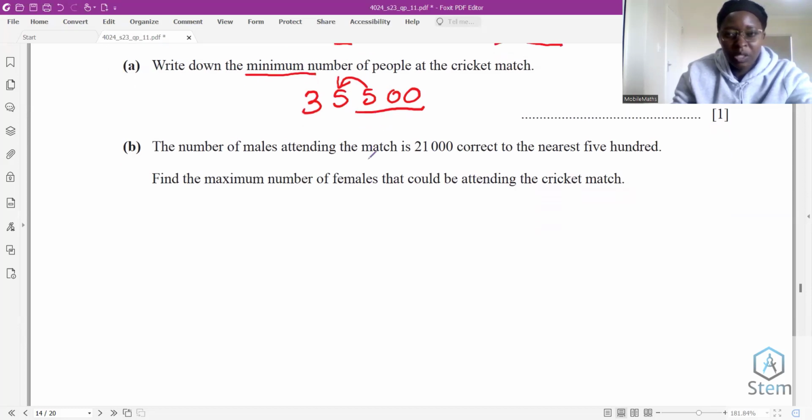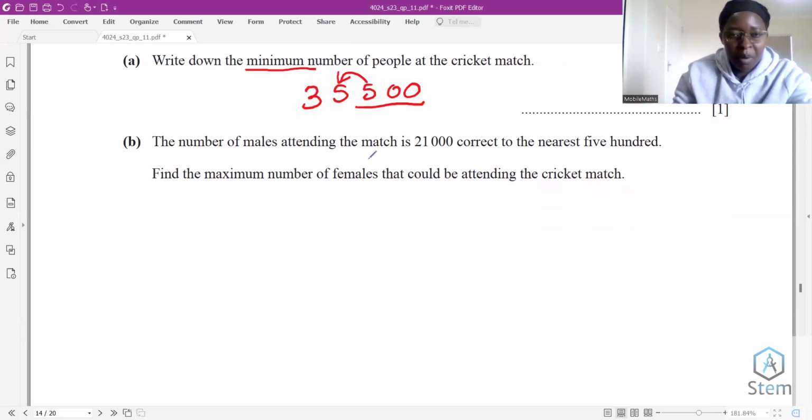Let's move on to the next question. The number of males attending the match is 21,000, correct to the nearest 500 there. So this number, okay, let's go to the next question. It is saying, find the maximum number of females that could be attending. So let's find a number that can be rounded off to 21,000 because this is corrected to the nearest.